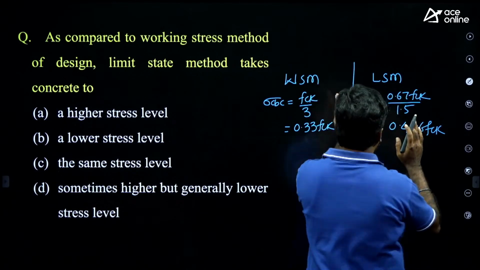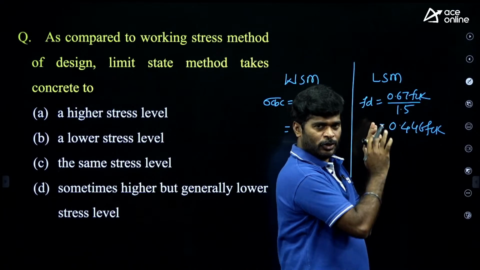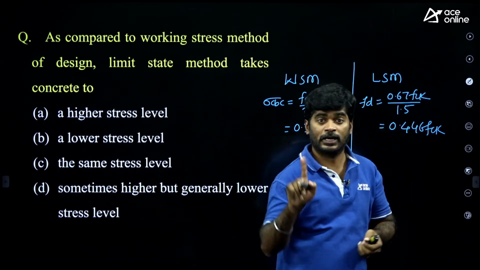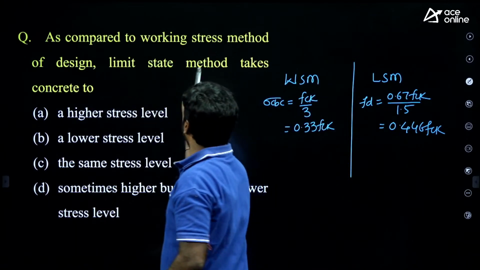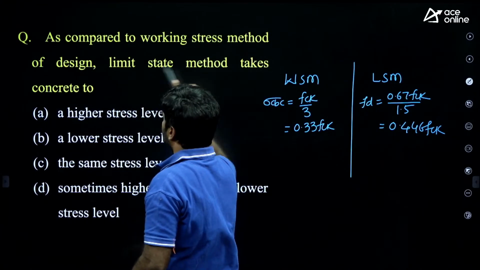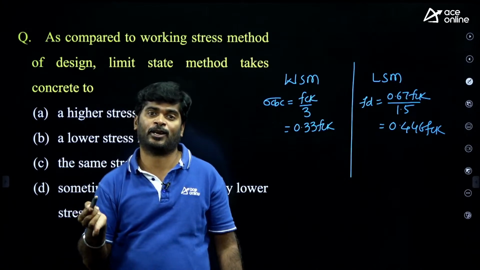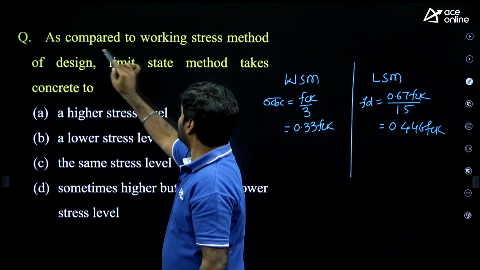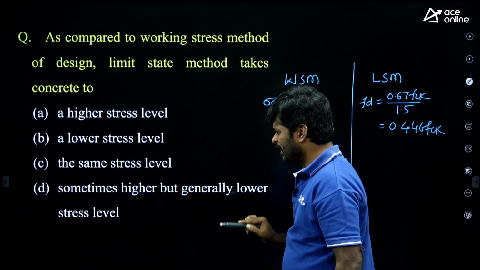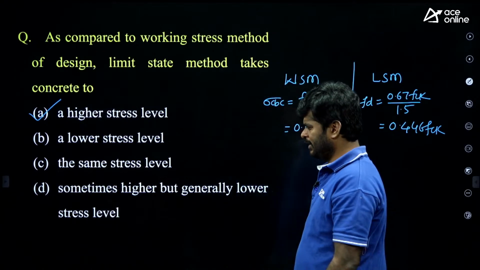Now compare. You just see this side. Limit state method is your object. You are comparing this with this one. Now what about the stress in concrete? Higher or lesser? Higher. Sometimes what they do, they keep limit state method here: as compared to limit state method of design, working stress method takes concrete to. Like that it will be given. So be careful, don't fail to understand the question. Check it. Here it is as compared to working stress method. Right. In limit state method, concrete takes a higher stress level. Option A is correct. Okay, right.